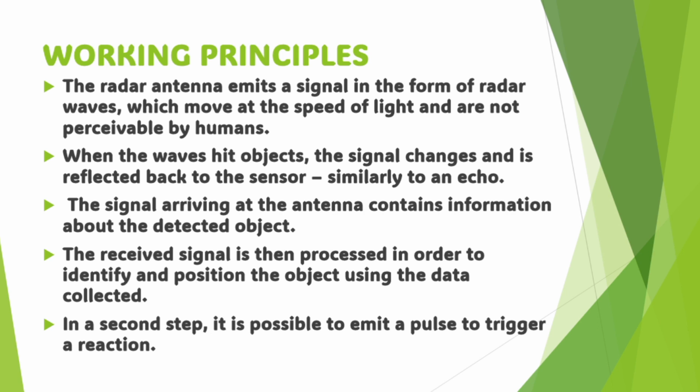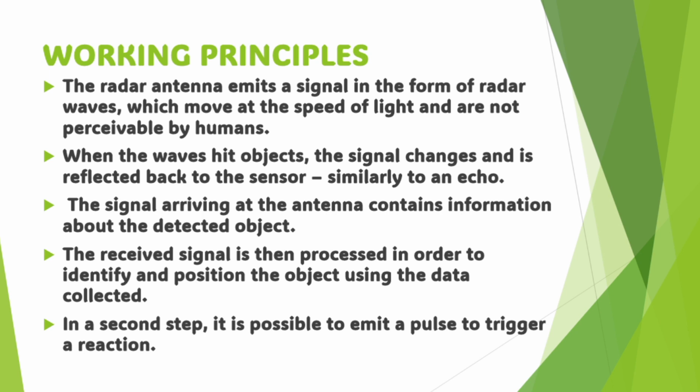Next, the working principle of radar, how it will work. Here the radar antenna emits a signal in the form of radar waves, or electromagnetic waves, which move at the speed of light and are not perceptible by humans. When the wave hits the object, the signal changes and is reflected back to the sensor. Similar to an echo, when the signal reaches an obstacle, it returns back.